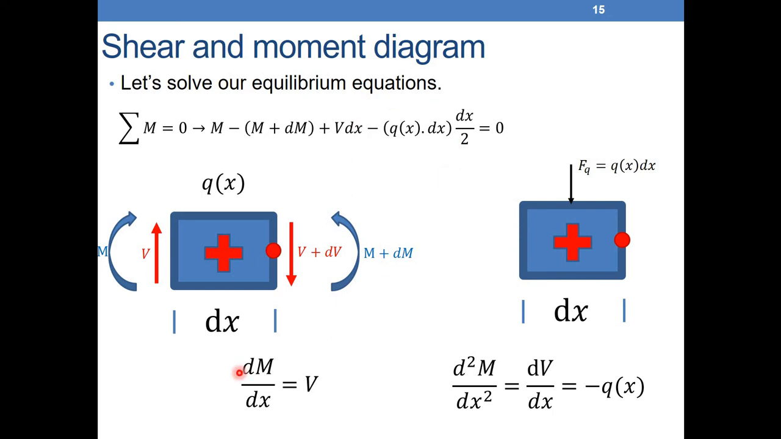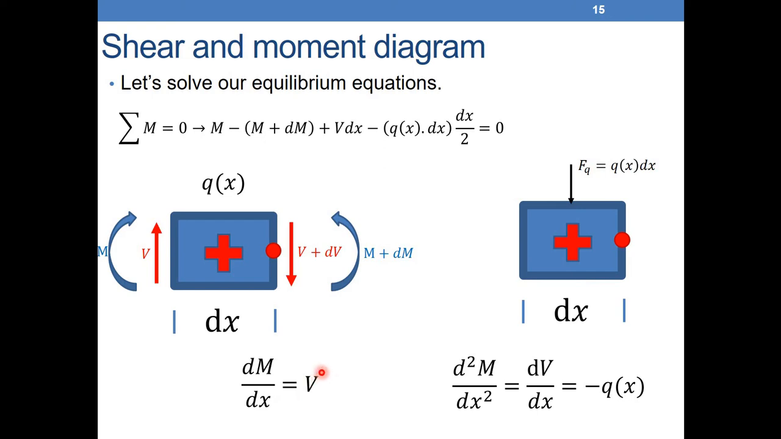Now if we rearrange these terms, this term here can be neglected compared to the others, because as you can see we have dx squared, so it's a second order term, and when we talk about very small dx, the dx squared can be neglected with respect to the other terms. So by neglecting this term and taking into account these terms, we find that dM over dx is equal to V. What does this mean? That the derivative of the internal moment with respect to x is equal to the internal shear force.